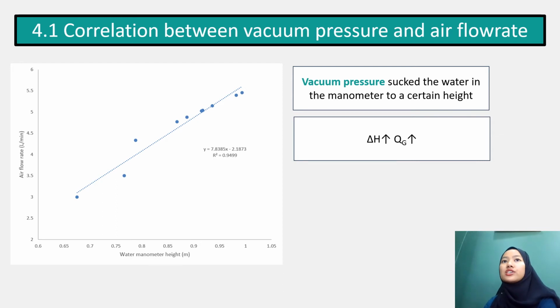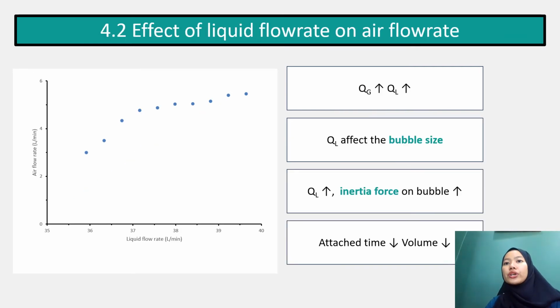Okay, the first one is the correlation between vacuum pressure and the air flow rate. As you can see, this test was done to study that correlation. When the MBG is switched on, the vacuum pressure sucks the water in the manometer to a certain height. As you can see from the graph, as the height difference in the water manometer increases, the air flow rate increases too, as the air flow rate is closely related to the pressure, which causes the height difference in the water manometer.